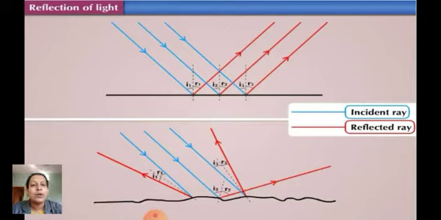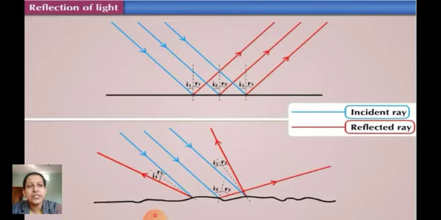Now you can see over here two figures. In these two figures, there are blue lines and red lines. You have learned last time about what incident rays and reflected rays are, right? So here the blue lines indicate the incident rays, whereas the red lines indicate the reflected rays. But there are two different figures here.